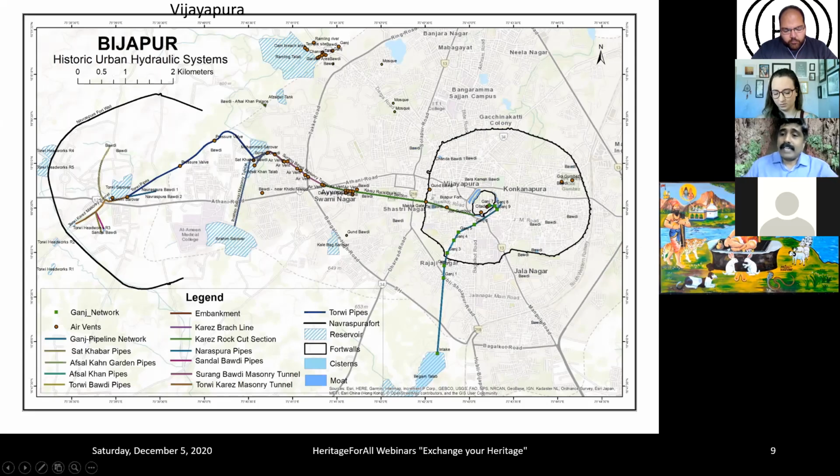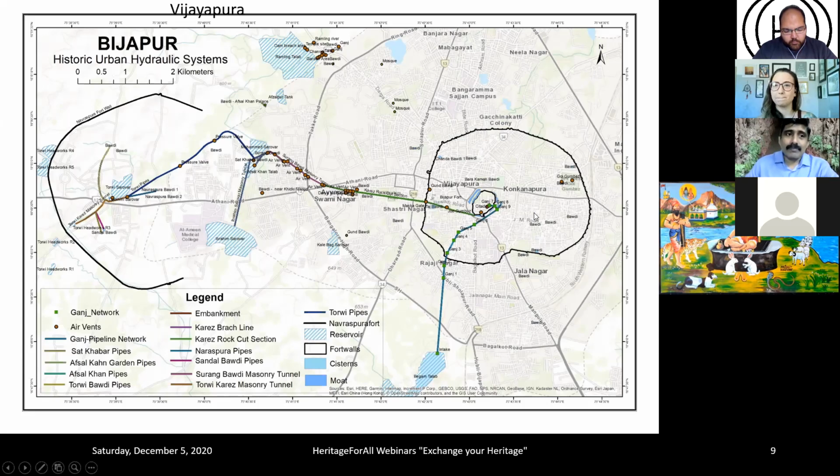So you'll find here Ibrahim Adil Shah is being showcased as a hermit, right? And he prays to the Hindu gods, that is Shiva, and brings Ganga from the Himalayas to Bijapur. So this is the concept that the picture or the painting is depicting. So this kind of cultural assimilation can also be seen in Bijapur.